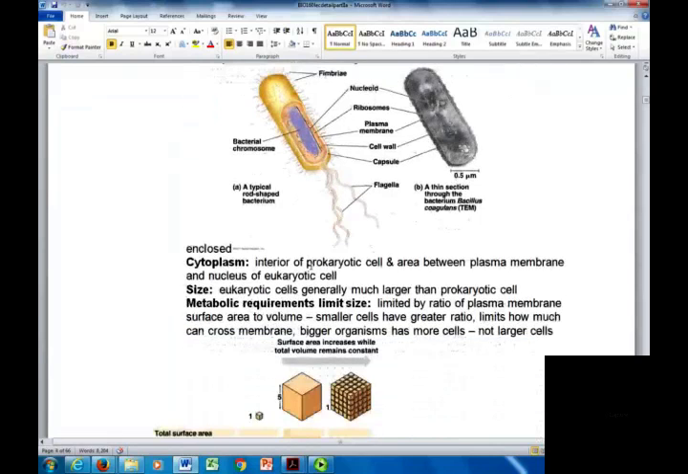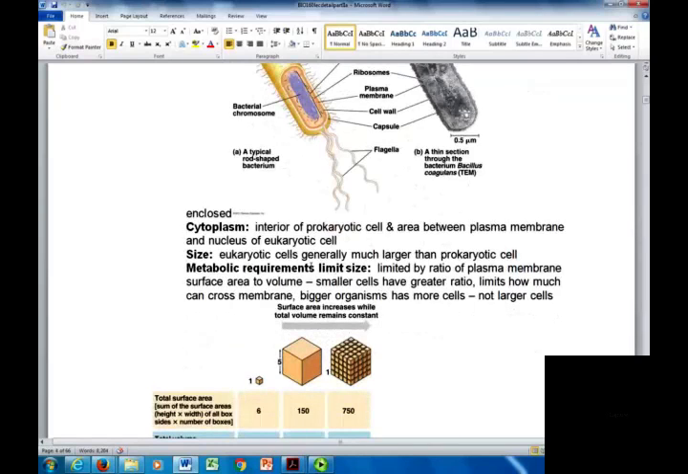So the cytoplasm is the interior of the prokaryotic cell, and it's the area between the plasma membrane and the nucleus of a eukaryotic cell. So it does not include inside the nucleus. In general, the size of eukaryotic cells is much larger than that of prokaryotic cells.